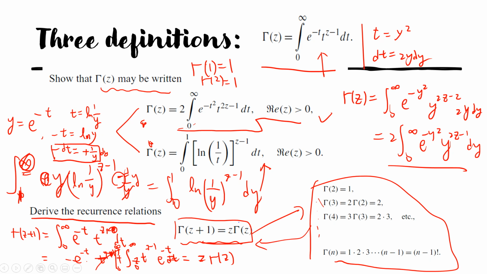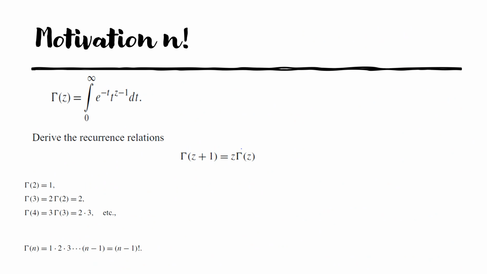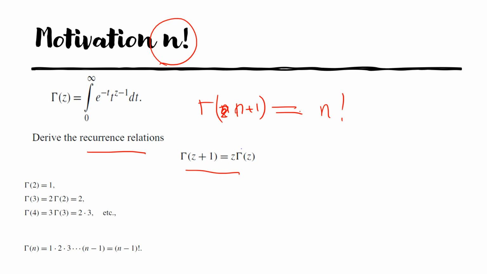So these are the three common integral definitions. And the motivation, as I already said, since we have this relation, is that gamma of n plus 1 can be viewed as a generalization of n factorial.